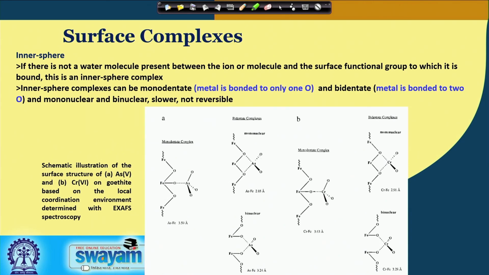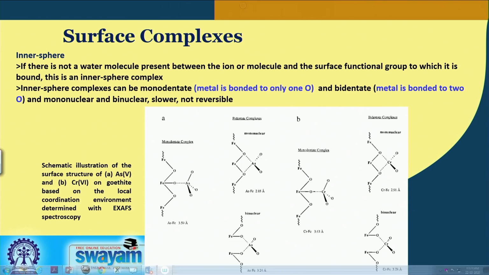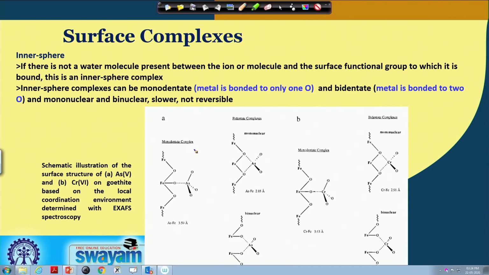So, you can see here, this is a schematic illustration of the surface structure of arsenic. You can see here, it is a monodentate complex, and in the monodentate complex, this arsenic is basically bound with this iron atom with a single oxygen. So, this is a monodentate complex. In case of bidentate complex, you can see arsenic is bound to 2 oxygen, and this is a bidentate complex.